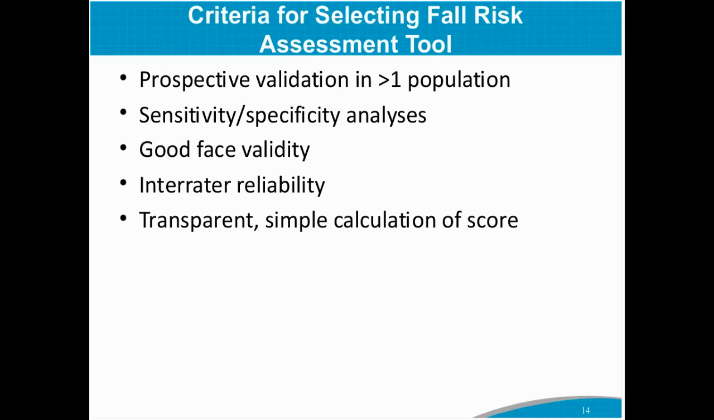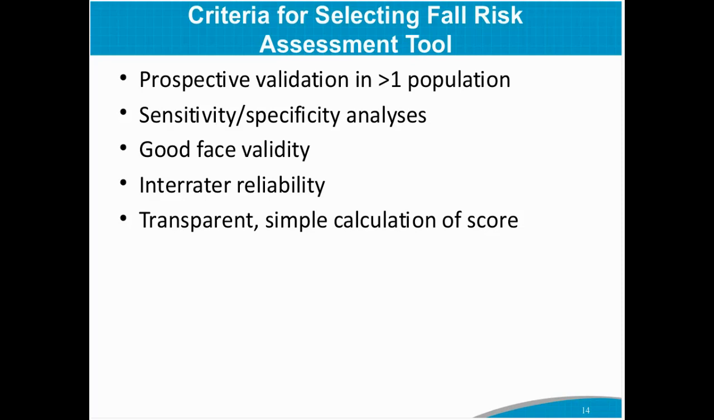So as I mentioned earlier, fall risk assessment tools should be selected based on their scientific validity. For example, the tool should have been prospectively validated in more than one population, and this means that the tool should be tested on a sample that's different than the sample that was used to develop the tool. Tools that have been validated on more than one population are more generalizable. For example, here at Partners Healthcare, we have many different types of hospitals and patients, so we looked for a tool that was tested in many different settings.